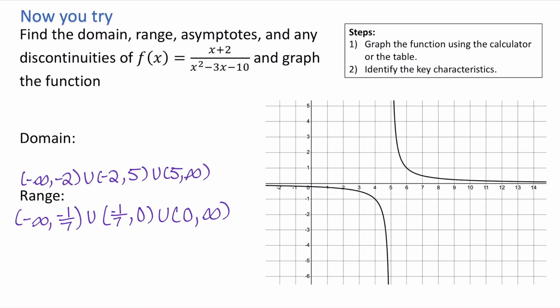So now let's talk domain and range. The domain is going to go from -infinity to -2. Remember what happened at -2? We had that hole there at -2. Then it goes from -2 to 5, because remember, x equals 5 was our vertical asymptote. And then it goes from 5 to infinity because we have no discontinuities after that. Range is going to go from -infinity to -1/7 because that is the location of our hole. Then it goes from -1/7 to 0, because that's where we have our asymptote. And then it goes from 0 to infinity.